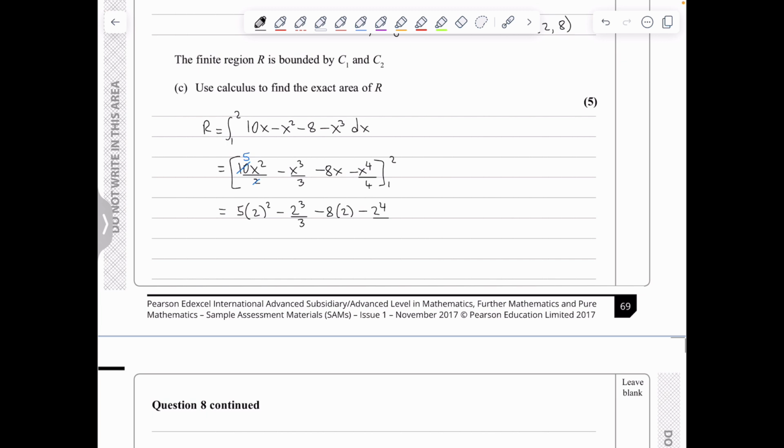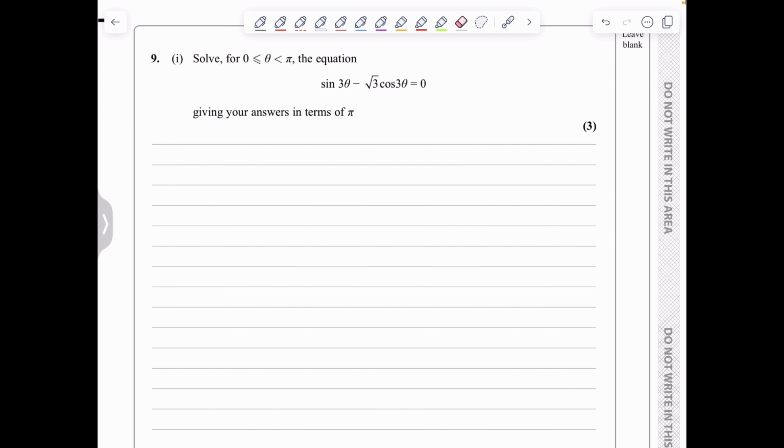And then I will substitute the lower limit, which will give me 5 times 1 squared minus 1 cubed over 3 minus 8 times 1 minus 1 to the 4 over 4. I plug everything on the calculator carefully, and I get an answer of 11 over 12 squared units for the area R.